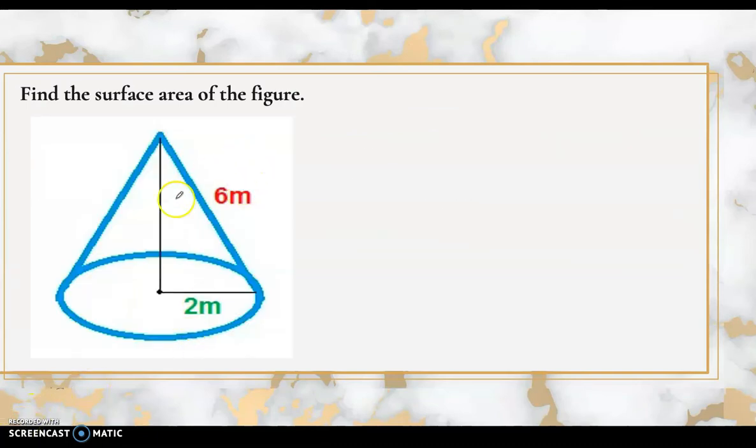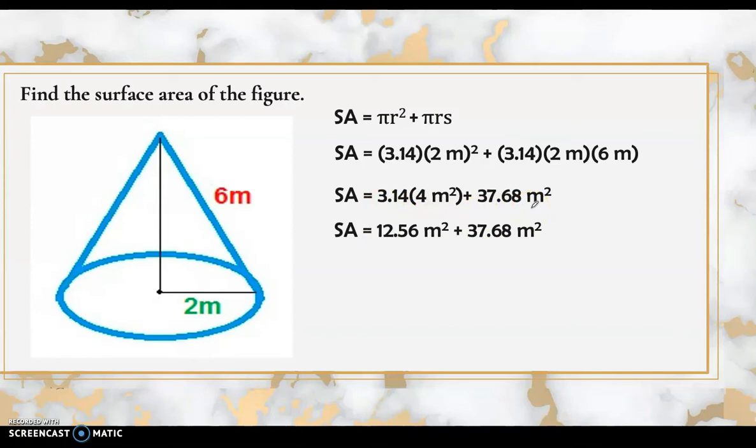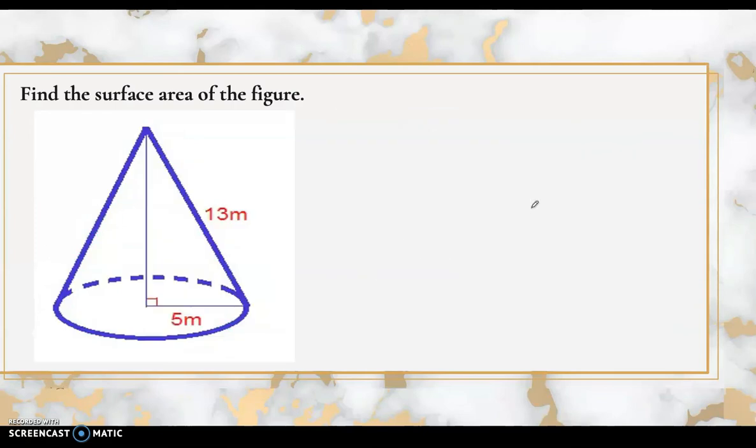Next, we have the surface area of this figure. Substitute the formula, which is pi r squared plus pi rs, 3.14 times 2 meters, square it, then plus 3.14 times 2 times 6 meters. We have 4 square meters times 3.14 plus 37.68 square meters. We have the surface area of this cone is 50.24 square meters.